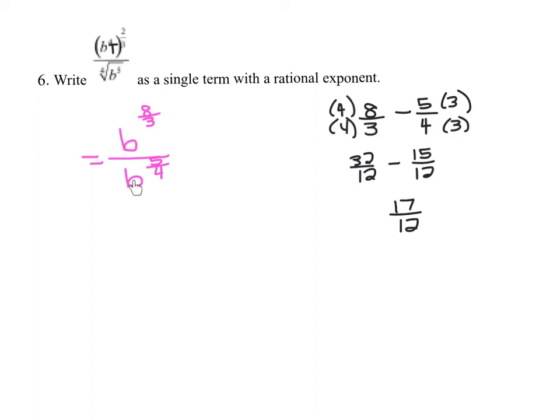So I can come back over here and remember, when you divide two terms with the same base, you keep the base. So I'm going to keep the base of b. And when I subtract the exponents, I got 17/12. So there's my rational exponent or my fractional exponent. So b to the 17/12.